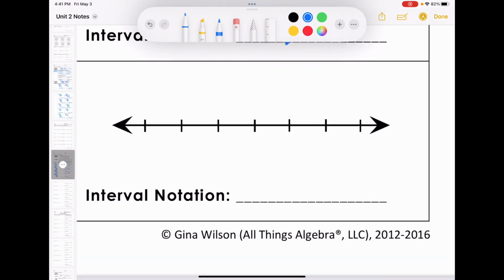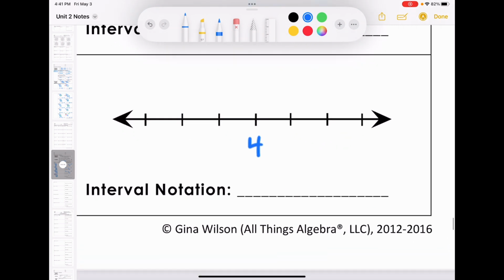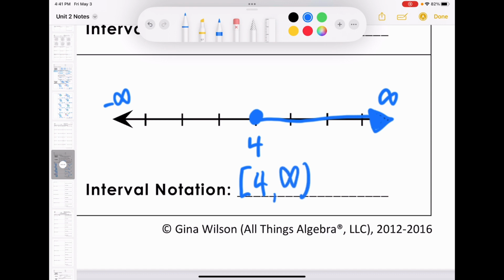Now I'm going to move to my number line. I'm going to put positive 4 right in the middle. It's greater than or equal to, so I'm going to have a closed circle, and I'm going to shade to the right. So if it's pointing to the right, it's positive infinity. If it's pointing to the left, it's negative infinity. So my interval notation, I'm going to have a bracket with 4 because it's a closed circle, comma, positive infinity with a parentheses, because you always use parentheses with infinity signs.